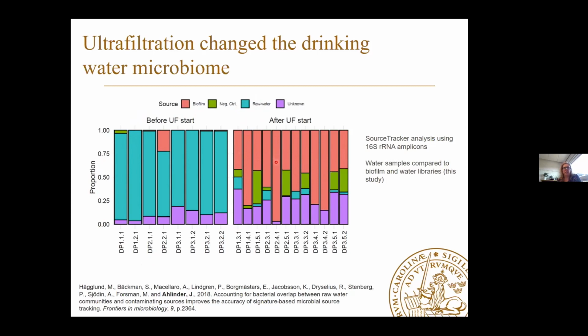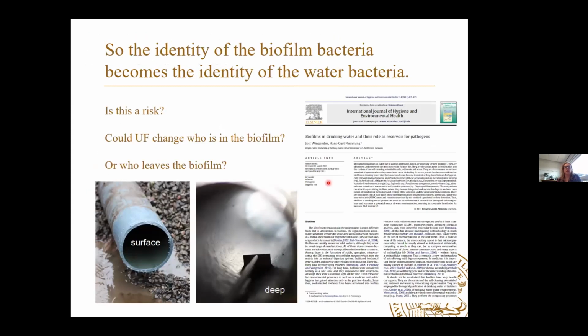And one of the biggest issues with ultrafiltration is that the cell counts are very low, and so we could actually see the kit background coming through because of the low cell counts. So we could see that the identity of the biofilm bacteria became the identity of the water bacteria. And the big question, which we're still working on, is this a risk? Could UF, ultrafiltration, change who is in the biofilm? Would this change the risk? Or can it change who leaves the biofilm, which would also be considered a risk?